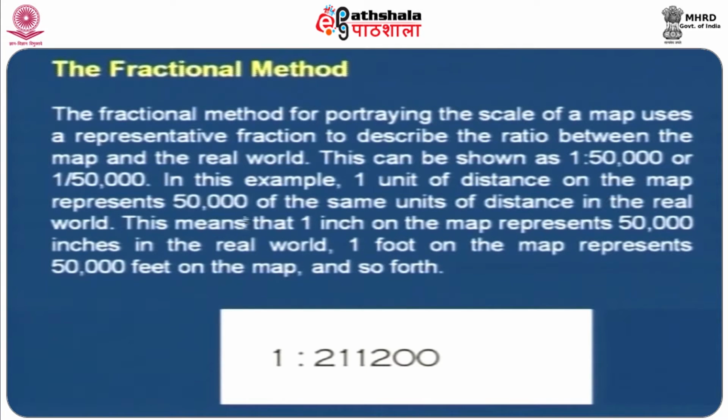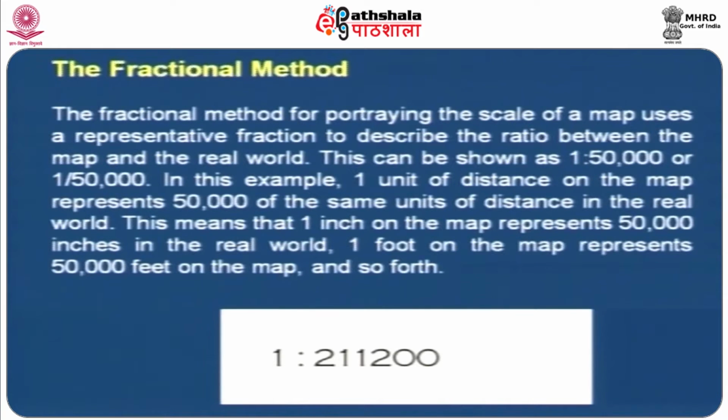You also have ratios, the fractional method of indicating. This is another method of indicating your scale. 1 on 211,200, that is 2,11,200 in the Indian way of telling. Or another method is the fraction, 1 is to 50,000 or 1 by 50,000. So obviously, here 1 unit on the map is equal to 50,000 units, irrespective of the unit.